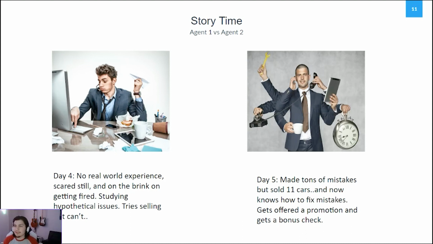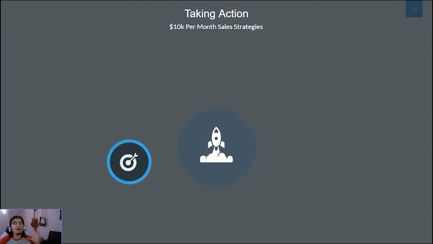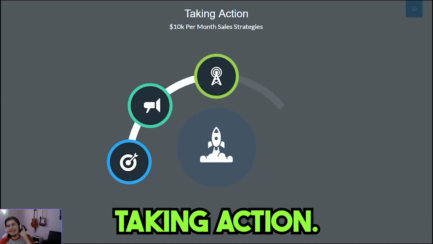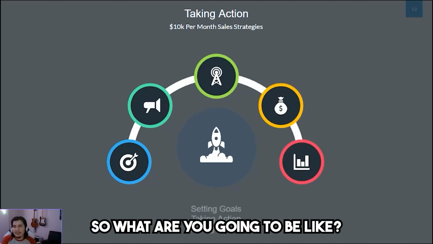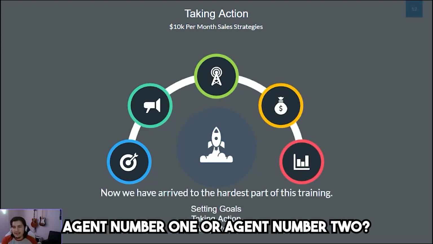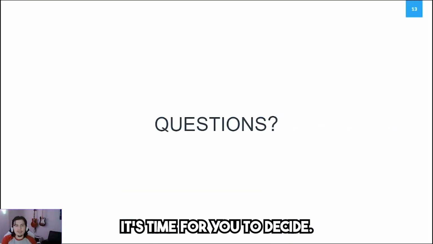Meanwhile, agent number 2 made a ton of mistakes throughout the 5 days, but he sold 11 cars. And now he knows how to fix those problems. In return, he gets offered a promotion and a bonus check. Let's go, agent 2. So again, now for the hardest part of this entire training, it's taking action. So what are you going to be like, agent number 1 or agent number 2? It's time for you to decide.